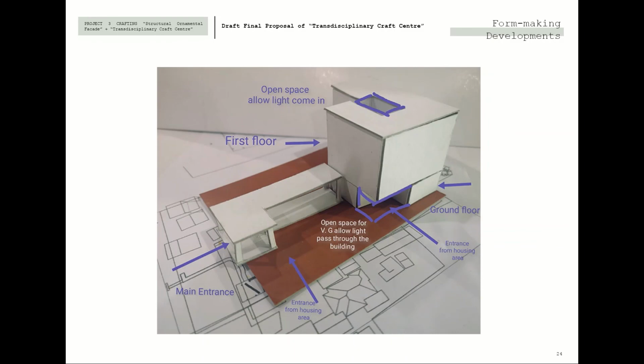Moving on to the initial massing concept, the main entrance is at the pier, where people need to take a boat to access the site, and there's a boat dock area. The second entrance is from the housing area, because a lot of local people live around here and can access from this entrance with only 5 to 10 minutes walking distance. There is open space at the middle of the craft center and one corner for the outdoor vertical garden to allow natural light to pass through and illuminate the building.